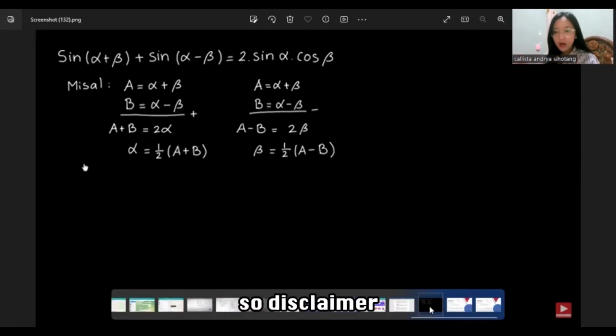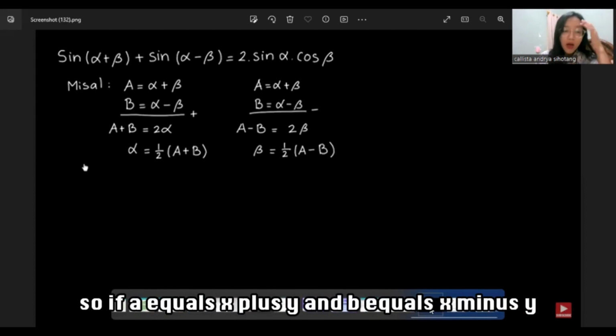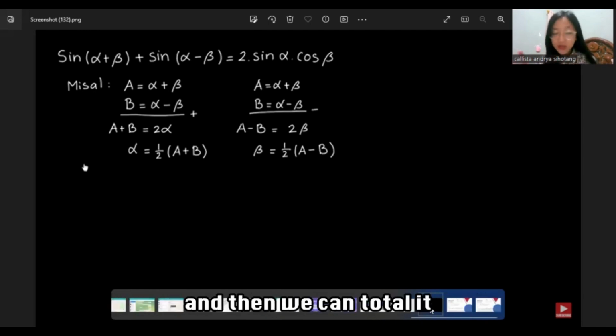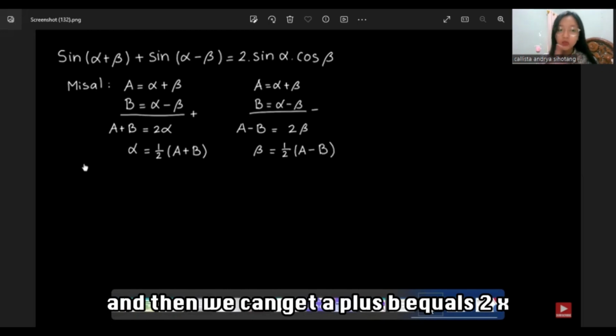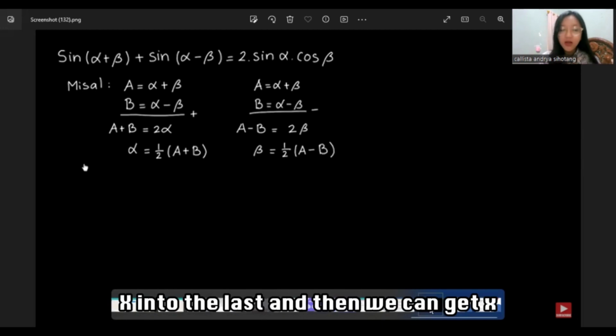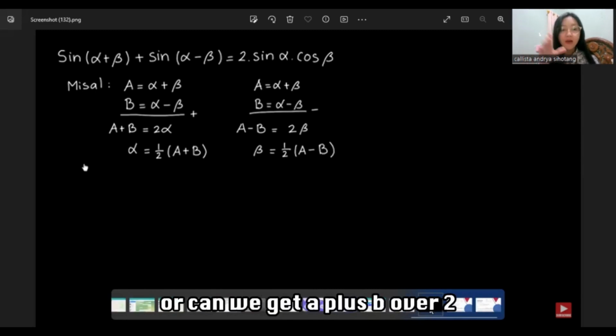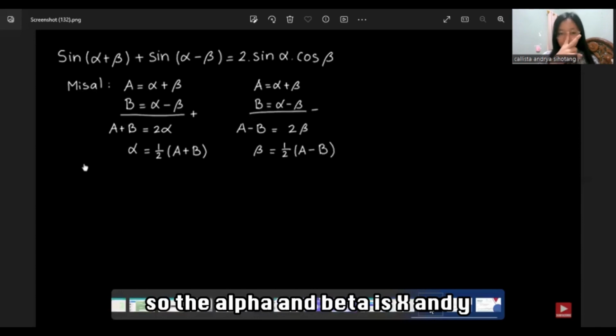Disclaimer, alpha and beta are just examples of a, b, x, and y. If a equals x plus y and b equals x minus y, we can add them, and then we get a plus b equals 2x. Then we can move the 2 to the other side and get x equals half of a plus b, or a plus b over 2. So alpha and beta are x and y.